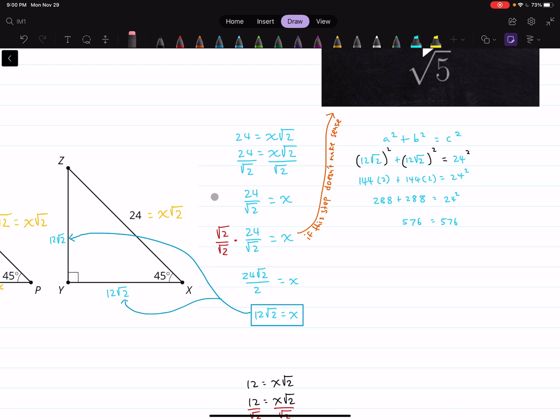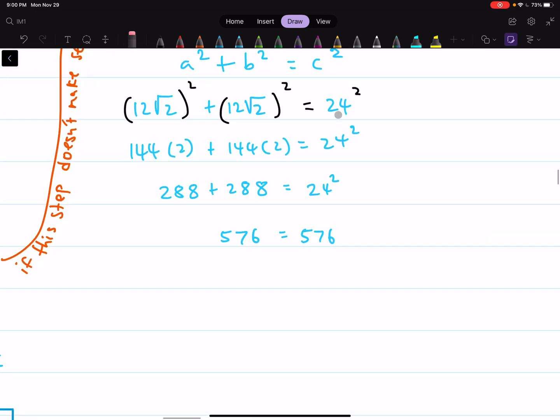And the x squared, 24, right? 24 squared. So 12 squared is 144. Square root of 2 squared is just 2. This is kind of like the distributive property using a square. And then 144 times 2 is 288.